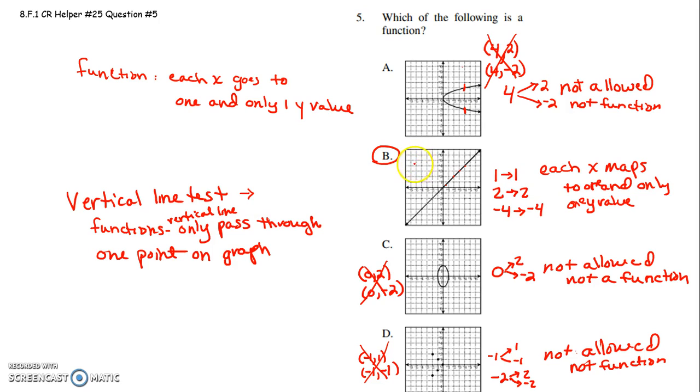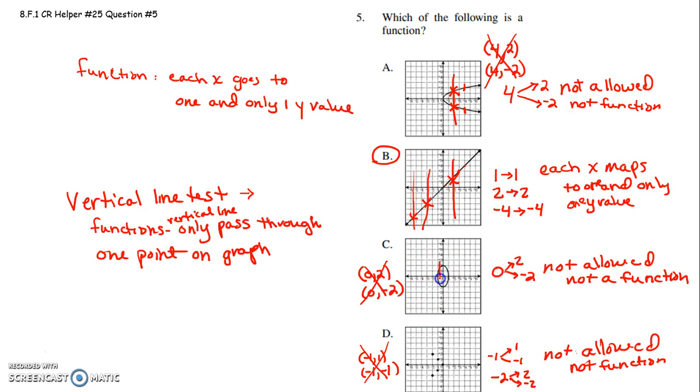So this right here, no matter how many vertical lines I draw, it's just passing through one point. Draw another vertical line. That only passes through one point on my graph. So that tells me it's a function. If I did this one, as soon as I draw a vertical line and I see I'm passing through 2 points, I fail the vertical line test, I'm not a function.